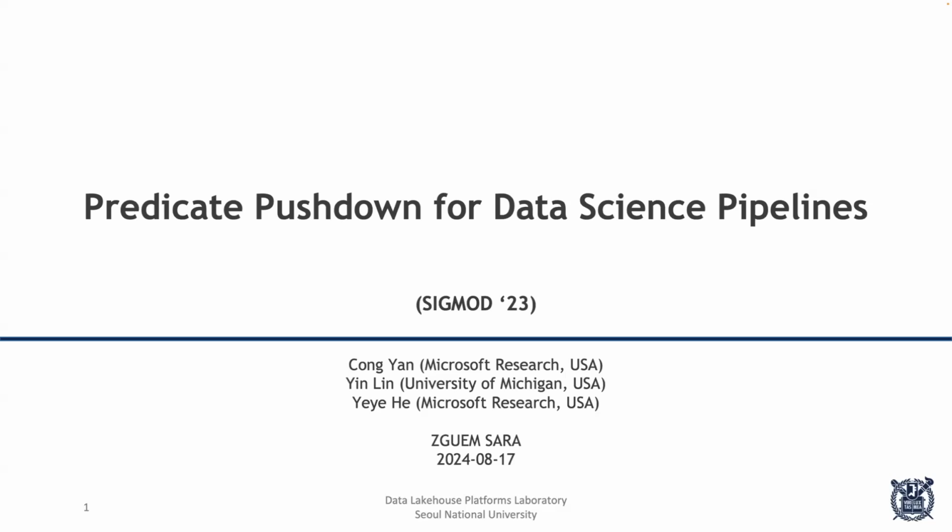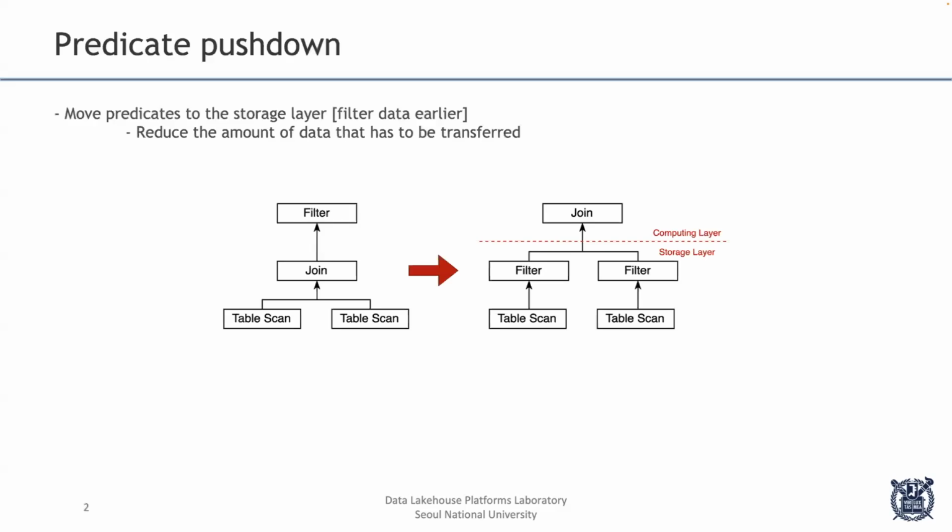Okay, so my name is Gamsara, and this paper is titled Predicate Pushdown for Data Science Pipeline. It was published in SIGMOD last year, and it focuses on a well-known optimization, which is predicate pushdown, and it explores how to achieve it in data science pipelines with non-relational operators.